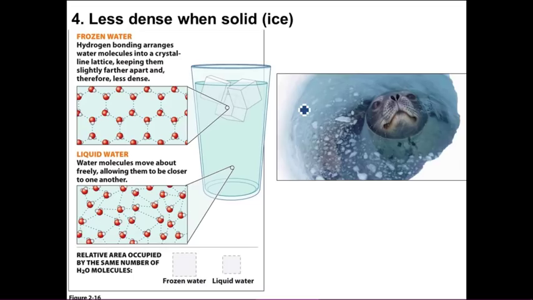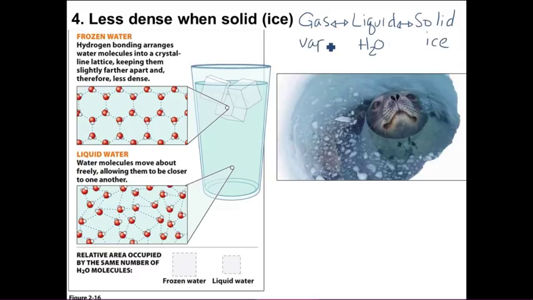And then finally, the last thing is that water is less dense when solid. So solid water is ice. In case you don't remember this, things can have three different states. They can be a gas, a liquid, or a solid. Okay, and they can go back and forth between these. So liquid would be called water, I guess. Solid is ice, and gas is vapor. Okay, when you boil something, you're going from liquid to vapor. Okay, that's evaporation. And when you're going from water to ice, you're freezing it.